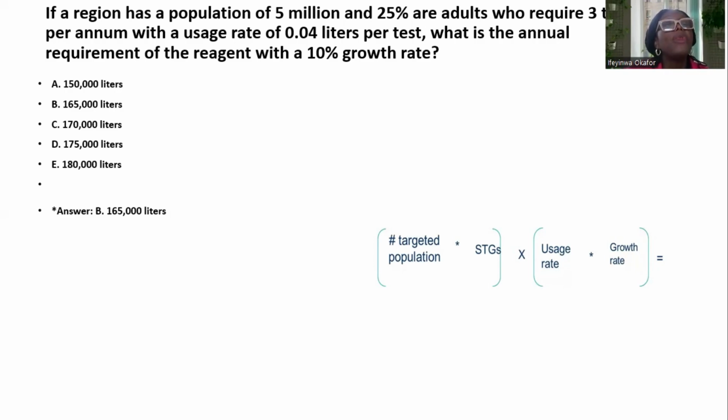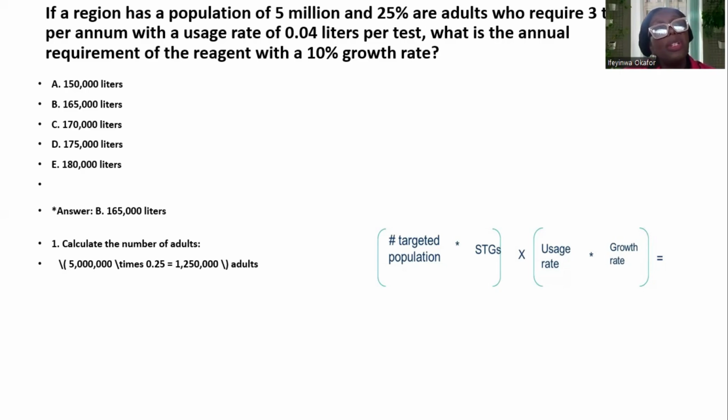So we have here the population is 5 million, and out of this population, you have 25%. So you need to calculate the percentage of adults from this total population, and then you use the formula as indicated here. So 25% of 5 million people, we have 1,250,000 adults. Okay, you can do the calculation and then you'll find it.